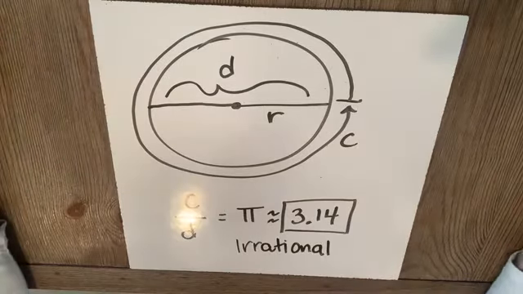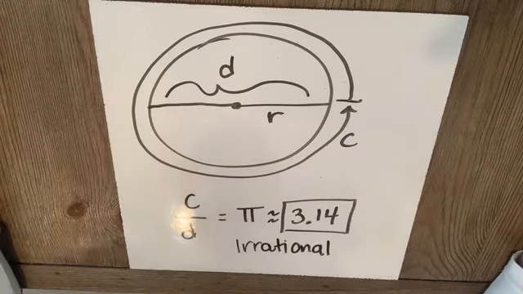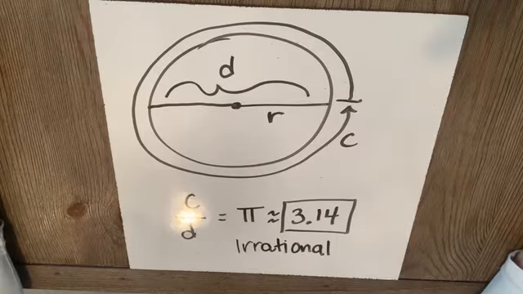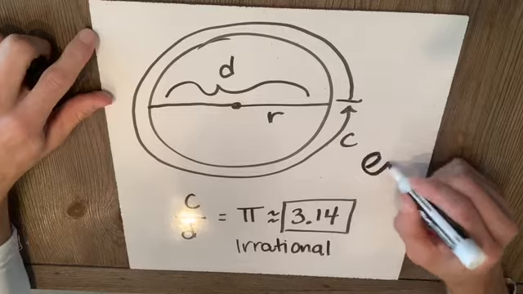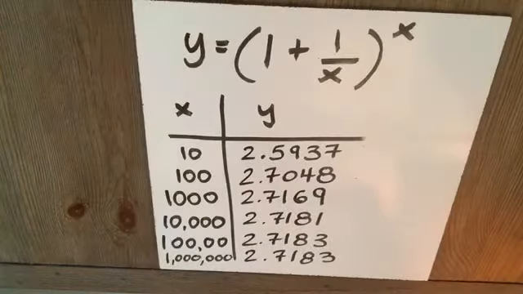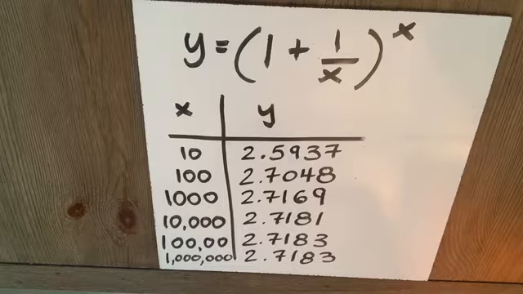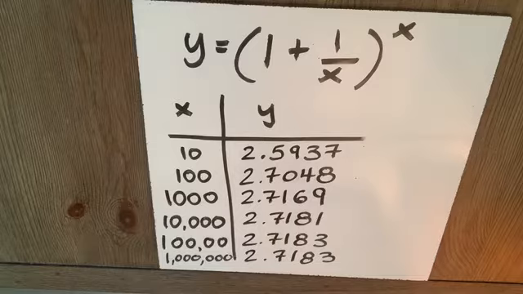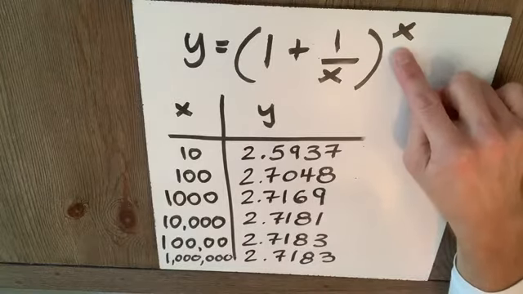So we have had experience with irrational numbers before. Now I'm going to introduce another irrational number to you called e. Let's consider the function y equals (1 plus 1 over x), all raised to the x power.